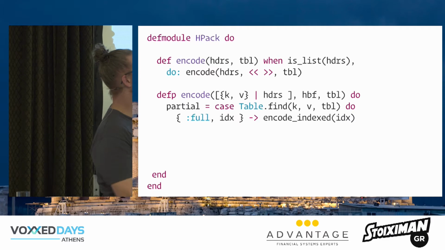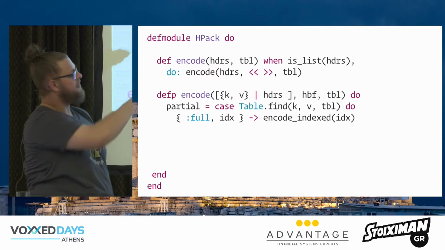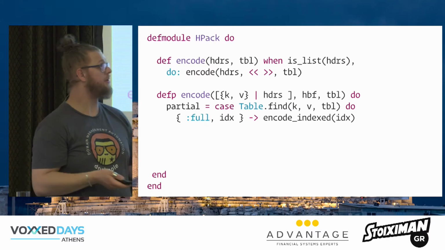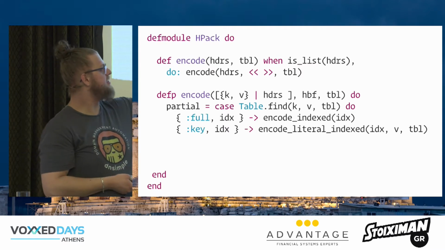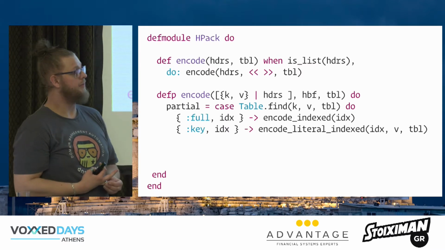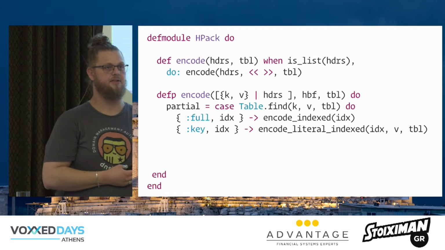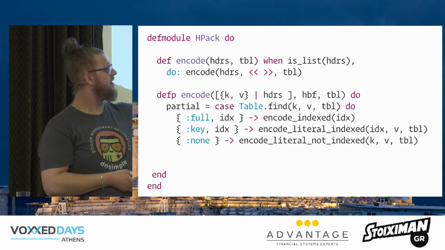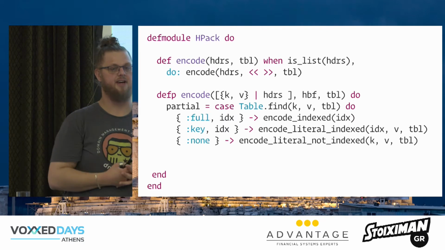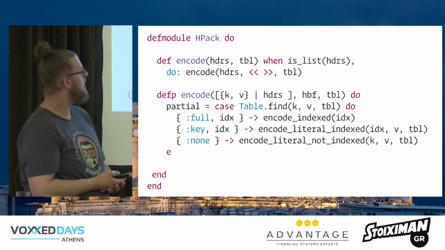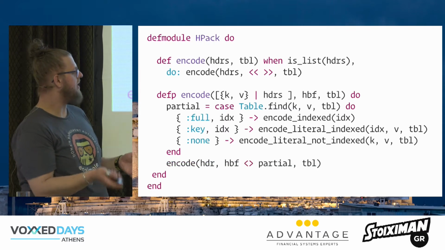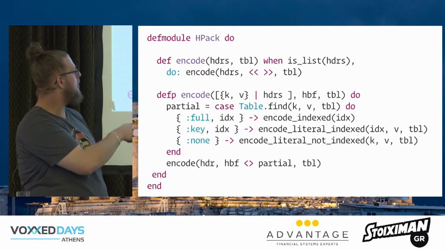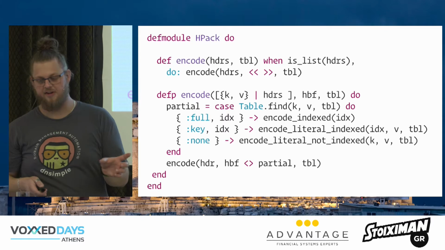Okay, we need to know how we can encode the header. So we call table find with the key, the value, and the table. If it's a full match, that means we know the key, we know the value, we can just encode an index header, so basically encode a single number. If it's just a key match, it usually does encode literal index, because we assume that we want to add all headers to the table. And then it could be a non-match, and again we call encode literal not index, because we assume we always want to add this header to the dynamic table. And then we append the partial we just encoded here to the header block fragment, and then call encode again until we hit the termination function, which would be an empty list.